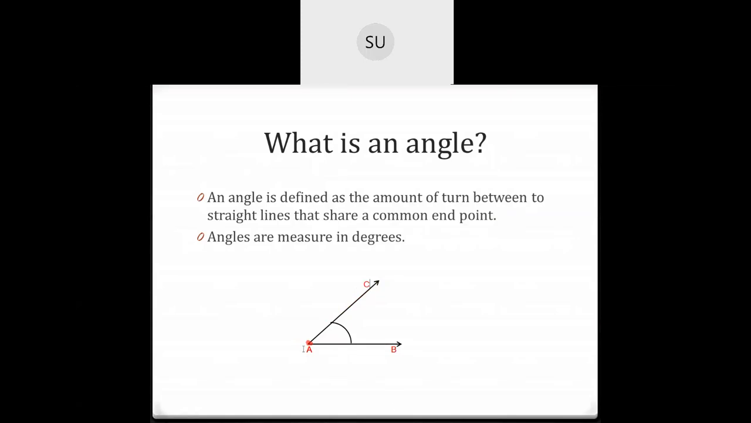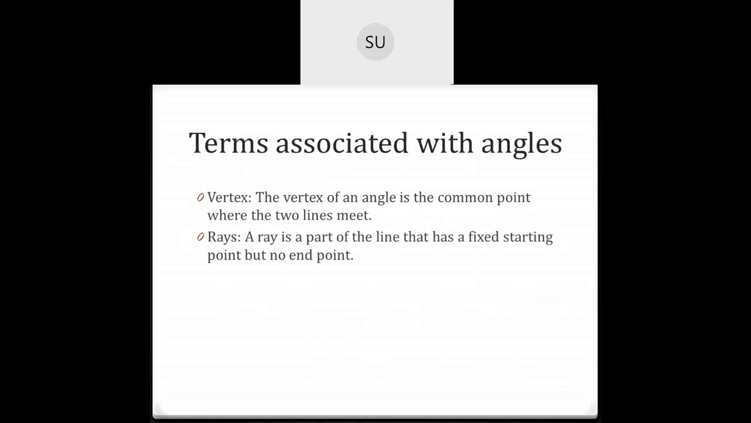Angle is always formed at the common end point. Okay, and it is measured in degrees. So what is used to measure an angle? A protractor is used to measure an angle, correct? So some terms associated with angles, you have a vertex. What is a vertex? Vertex of an angle is the common point where two lines meet. Okay, it's a point where two lines meet.